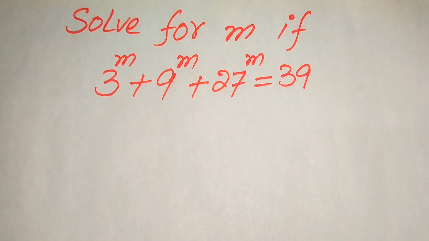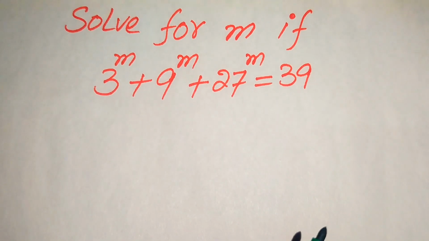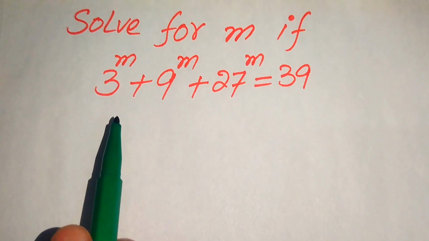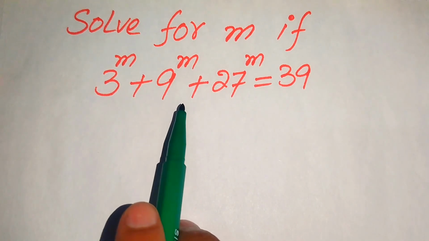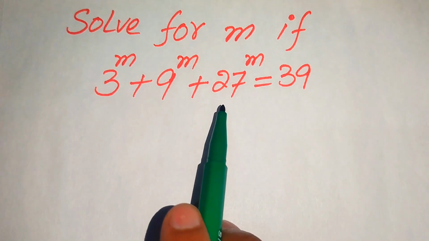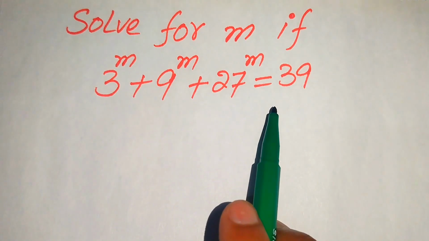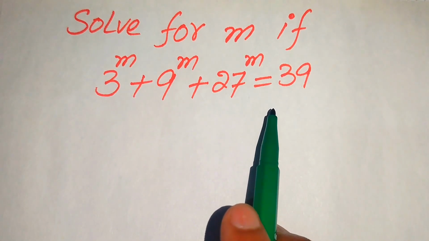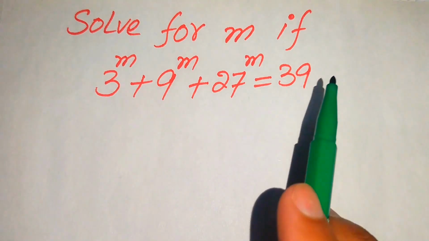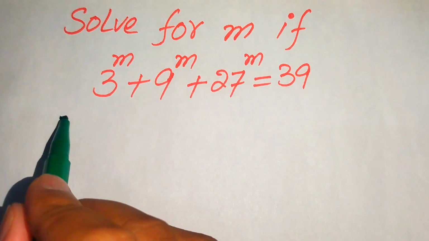Hello everyone, today I want to show you how to solve this problem for the values of m if we have 3 to the power of m plus 9 to the power of m plus 27 to the power of m equals 39. We solve this problem for all the values of m.